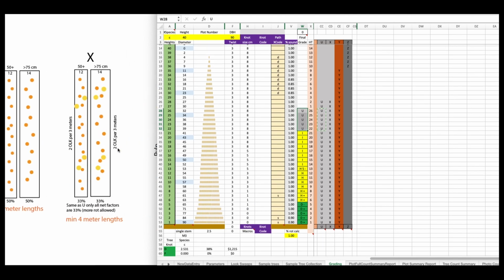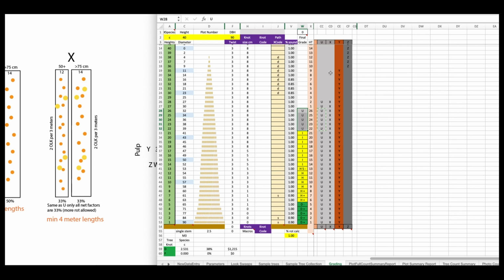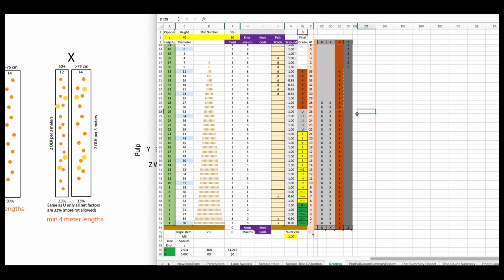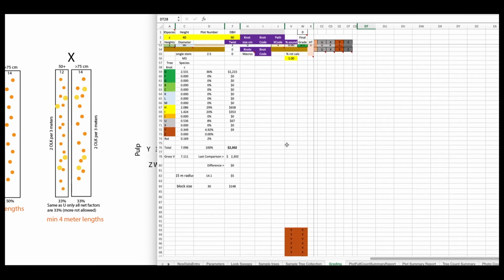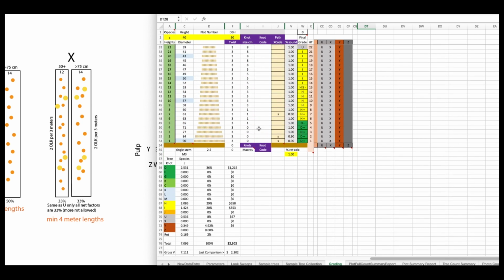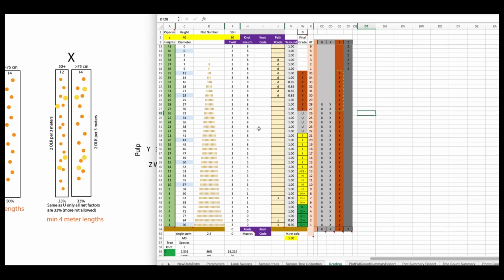The X, we needed 4 meters in length. Anyway, let's just pulp the rest of it out. And that's it. That's what we got. There's our log. Here's our tree. $2,300. That's not bad for that tree, even at low prices.